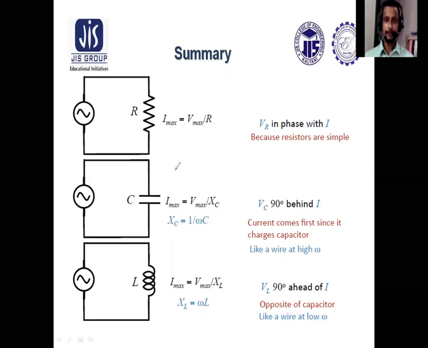Now see, resistance is independent of frequency, but resistance offered by a capacitor or inductor depends on omega, or frequency. So as frequency varies, this XL or XC will vary. And here the concept of resonance will come.